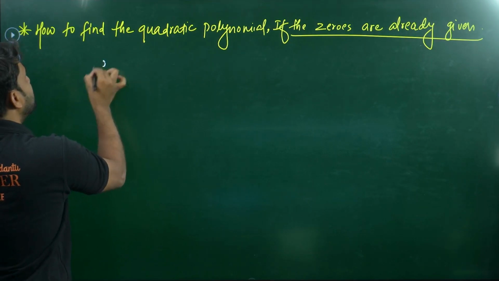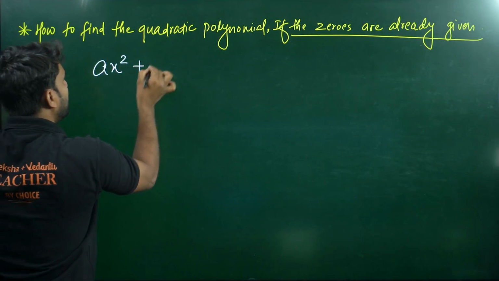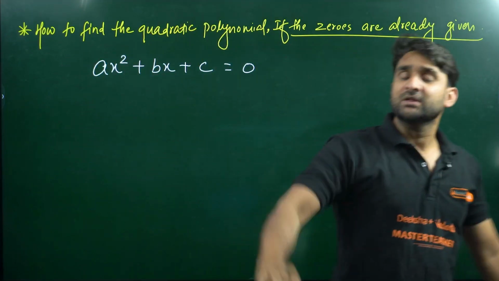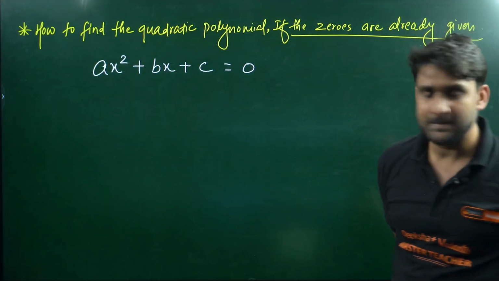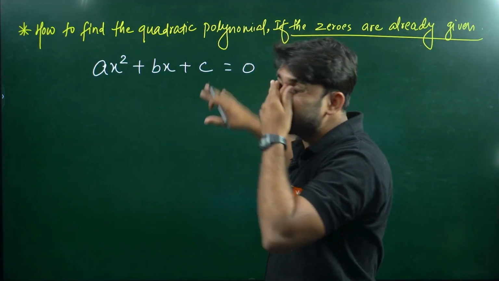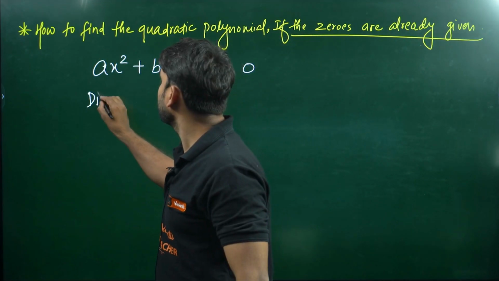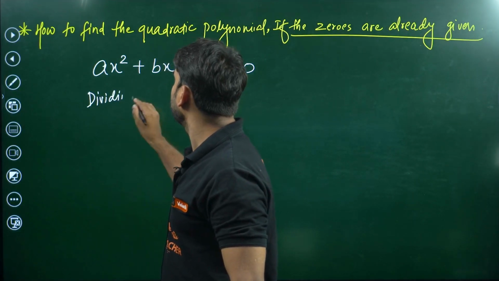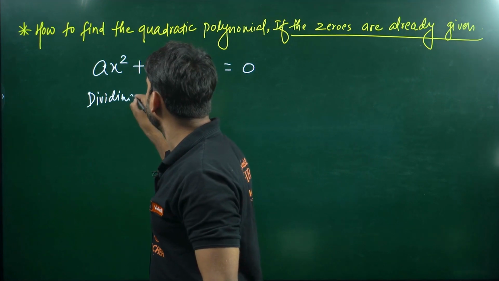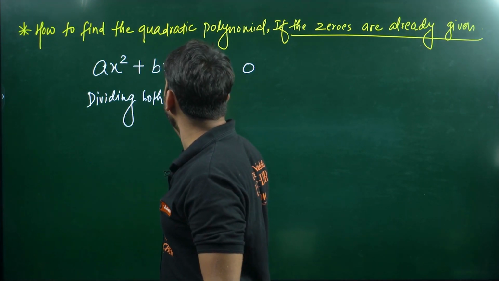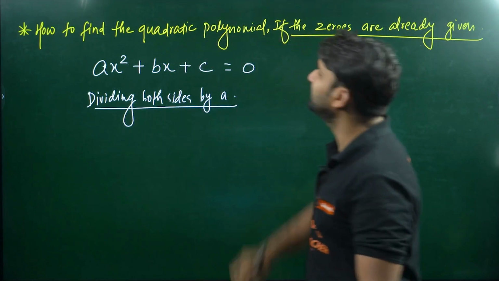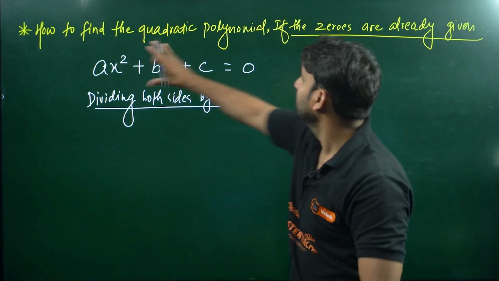Do you know the general format of a quadratic equation is ax square plus bx plus c is equal to 0. This is the general format. This is the standard format of a quadratic equation, right? Okay, very good. If we divide this quadratic equation, both sides, by a. Let's divide this whole equation on both sides by a.